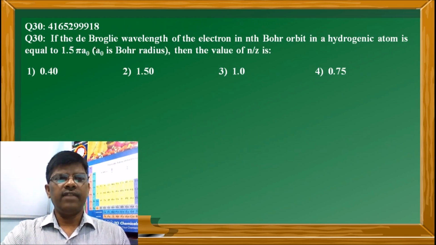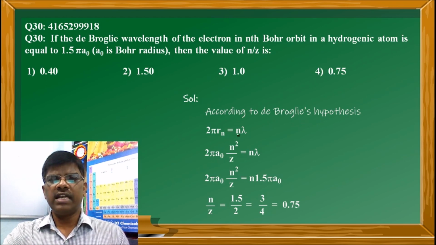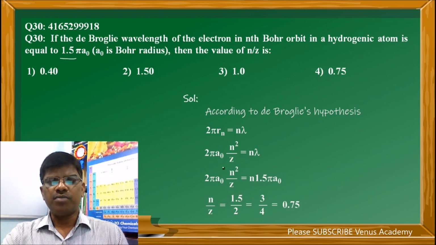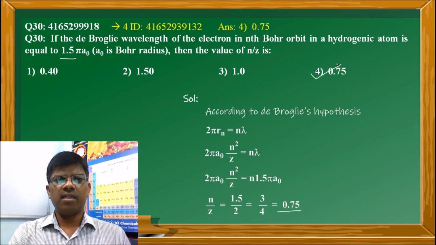Next, question number 30. If the de Broglie wavelength of the electron in the nth Bohr orbit in a hydrogenic atom is equal to 1.5 pi angstroms, where angstrom is the Bohr radius, then the value of n by z is, dear friends, we know according to the de Broglie hypothesis, 2 pi r equals n lambda. 2 pi angstrom, with radius n square by z, equals n lambda. What is the lambda value they have given? 1.5 pi angstroms. Simplifying this equation, n by z equals 1.5 divided by 2, which is 3 by 4, which is 0.75. So option number 4 is the correct option, friends.